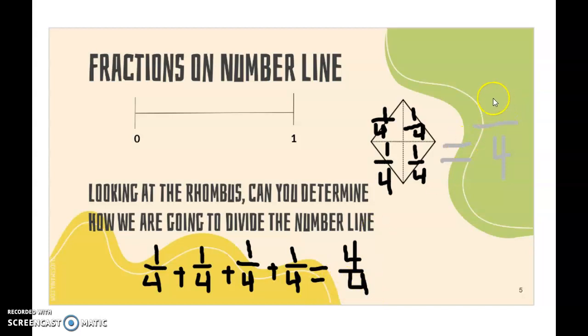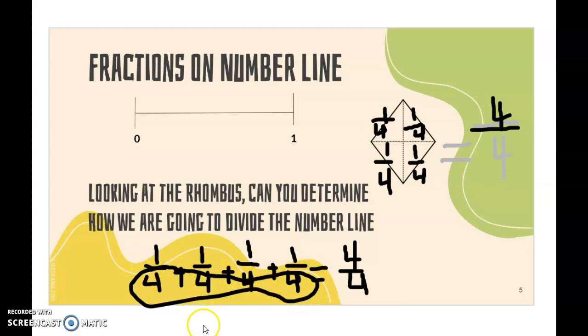Remember, my denominator will not change. The only thing that changes is the numerator when the denominators are alike or the same. So since I have like denominators, they're all the same. The only thing I have to add up are my numerators.